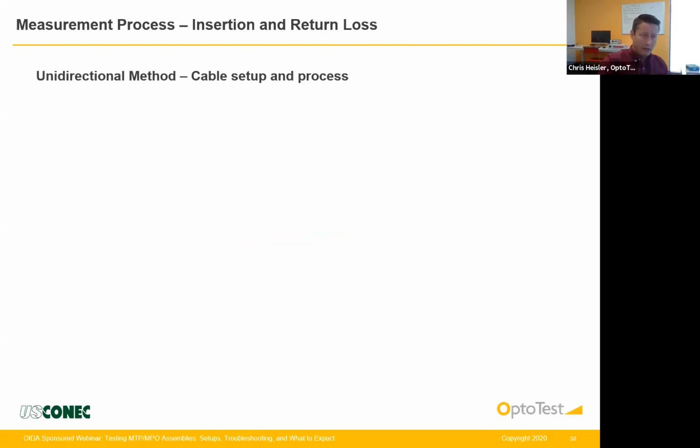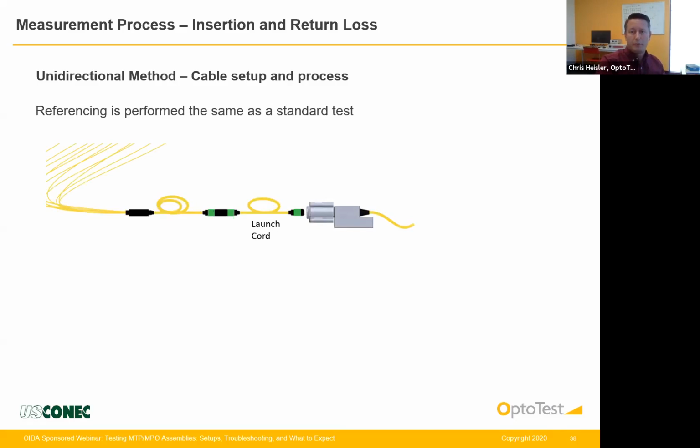So the cable setup and process. The cable setup for the unidirectional method is fairly simple. The referencing process is similar to a standard one-sided test method. The power is referenced across all fibers, and the position of the launch cord's reference connector is found. However, this only gives the position of the front connector of the DUT.